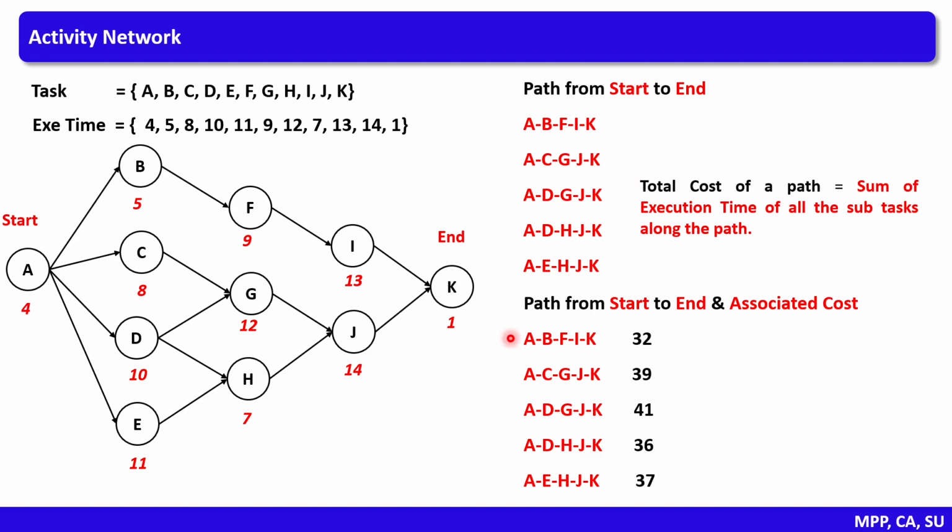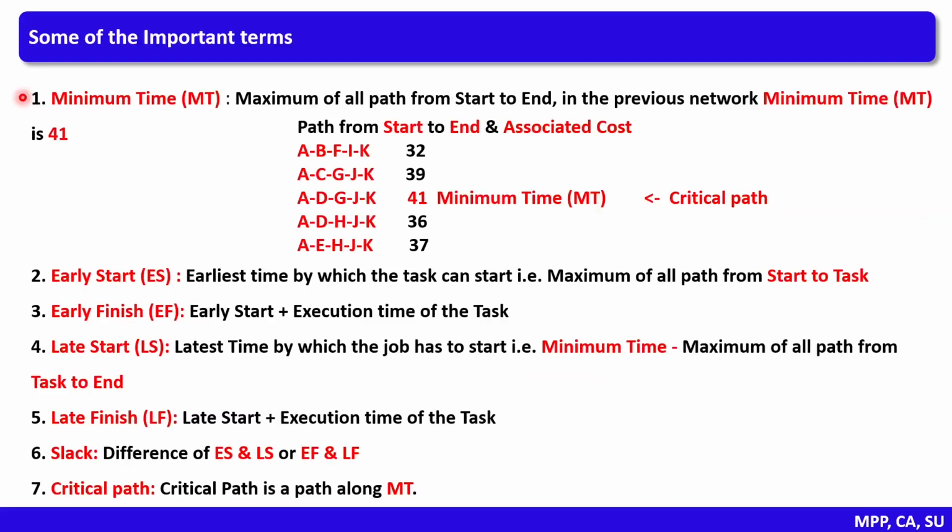Now here we have estimated the total cost of the various paths. For example, for path A, B, F, I, K, the total cost is 32. ACGJK has total cost as 39. ADGJK has total cost as 41. ADHJK has total cost as 36. AEHJK has total cost as 37.